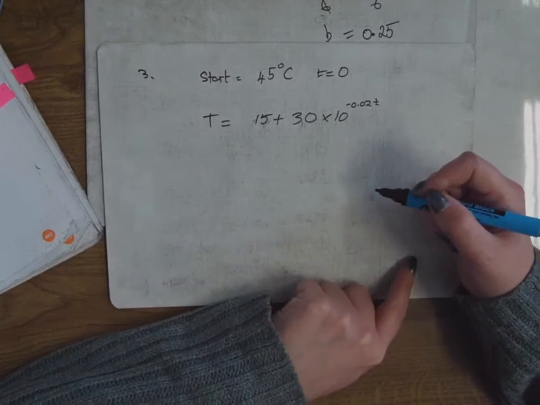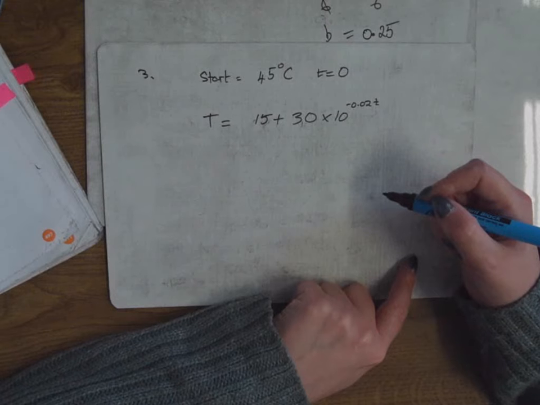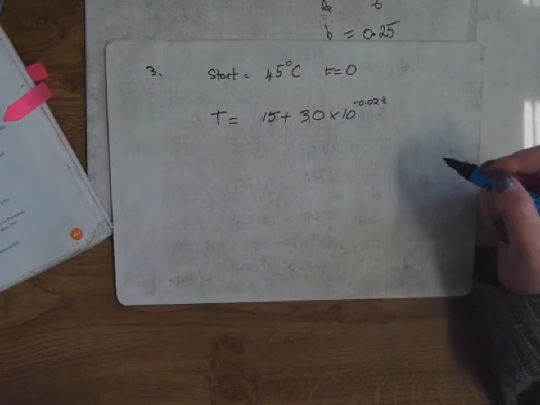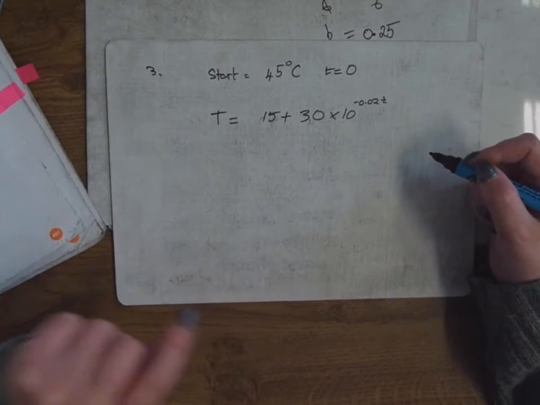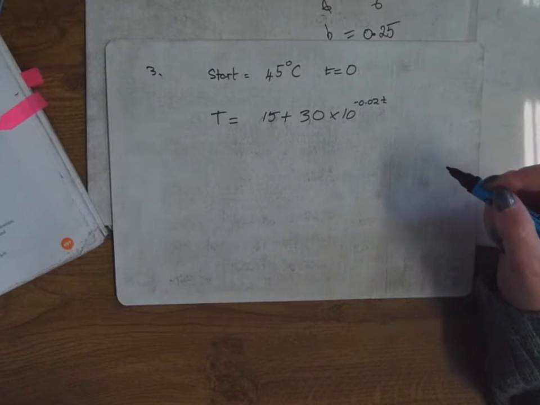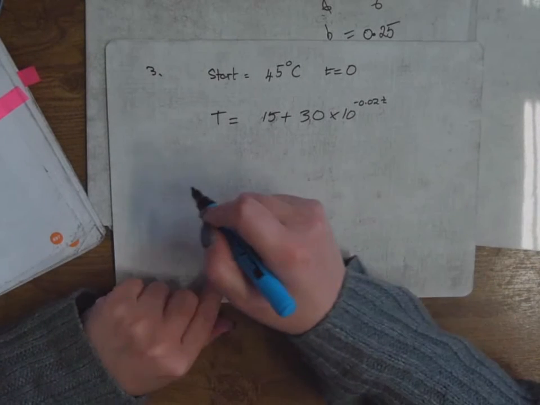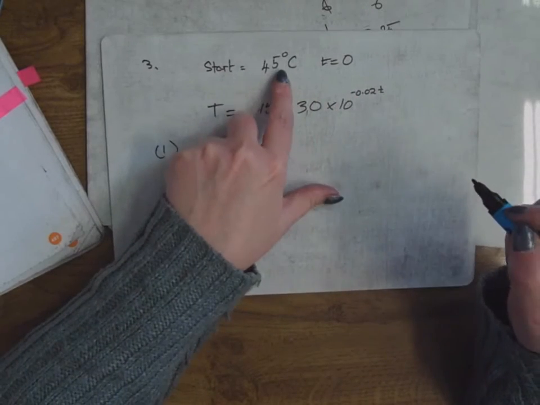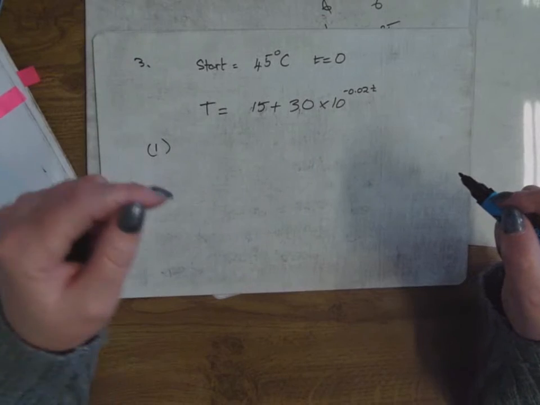Minus 0.02 T. Is that right? Okay, and that formula was given in the question. Verify that the initial temperature was 45 degrees. So that means when T was not, show that capital T is 45.